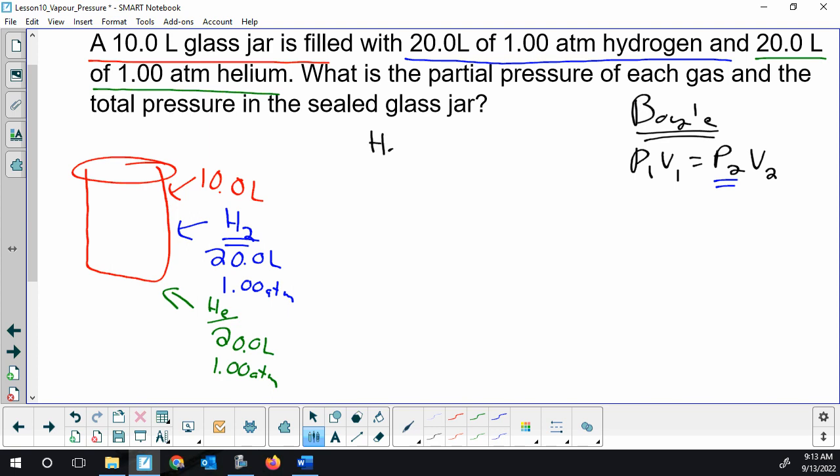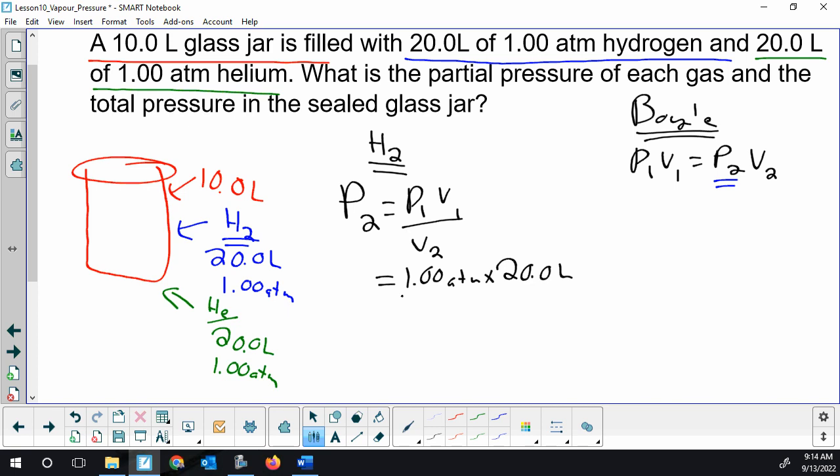So for hydrogen, we can get its partial pressure, which is P2. I'm going to rearrange this without showing my work. We end up with P1 V1 over V2, where 1 is original and 2 is inside the red container. So our pressure 1 is 1 atmosphere. Our original volume is 20 liters. And our final volume is the red container, which is only 10 liters.